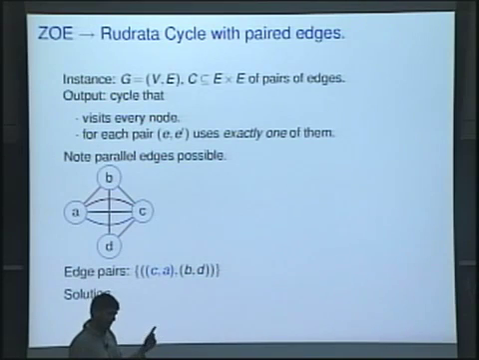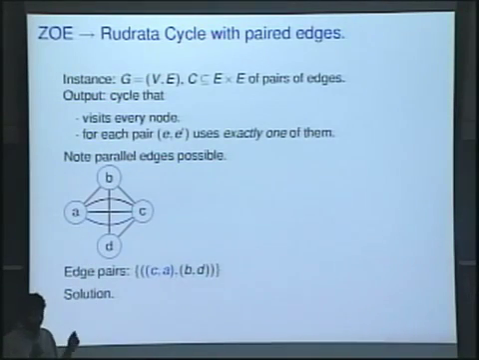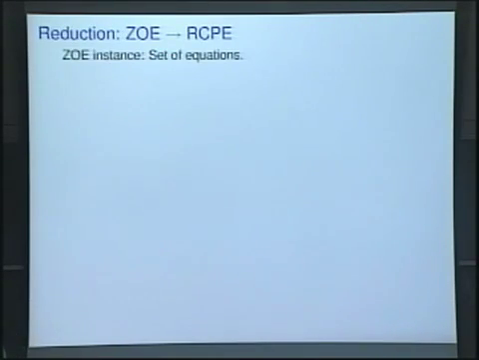Yeah, E is a set of edges. E cross E means just a tuple with one edge and another edge. Okay, it's just notation. But if you don't understand the notation, it's just pairs of edges, a set of pairs of edges. Okay? So, how do we reduce to Rudrata cycle with edge pair constraints?